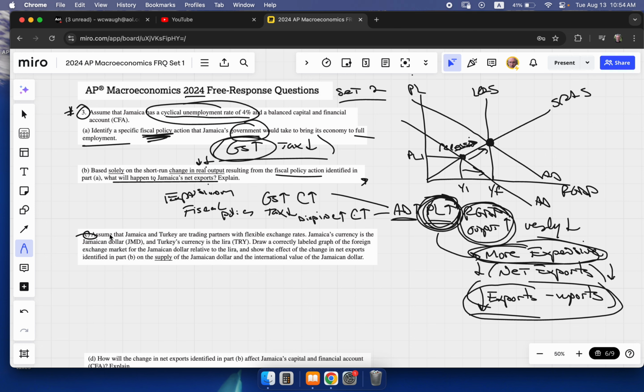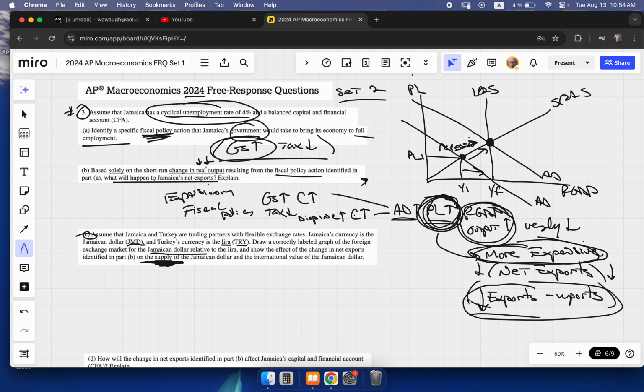Cool. Let's look at C. Assume that Jamaica and Turkey are trading partners with a flexible exchange rate. Jamaican currency is the Jamaican dollar, JMD. Turkey's currency is the lira, TRY. Draw a correctly labeled graph of the foreign exchange market for the Jamaican dollar. Show the effect of the change in net exports on the supply.